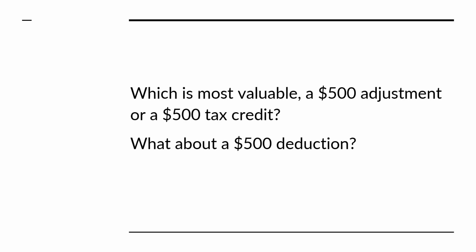So we can consider the question of what's more valuable, a $500 adjustment or a $500 tax credit. Now the adjustment's going to reduce the AGI, but the $500 tax credit is going to actually save us $500 in tax paid, so it's more valuable. How about a $500 deduction? Well, it does not decrease AGI, but it does affect taxable income the same amount as an adjustment does. But again, it's not nearly as valuable as the $500 tax credit.